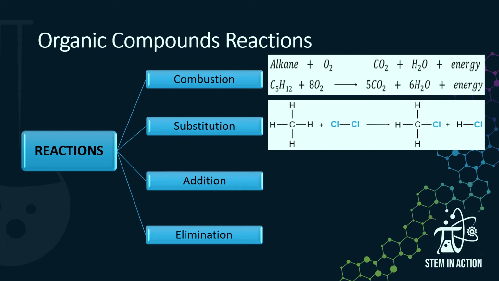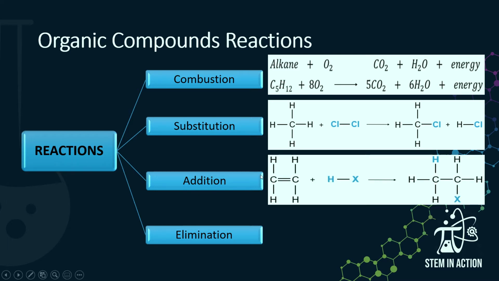You get a reaction like this one where we have methane, and in this case we are reacting it with a chlorine molecule, and we get a product where we have substituted or replaced this hydrogen with a chlorine atom. Our other side product is going to be the remaining chlorine atom and the removed hydrogen. So in substitution reactions, you always have another product in addition to your main product.